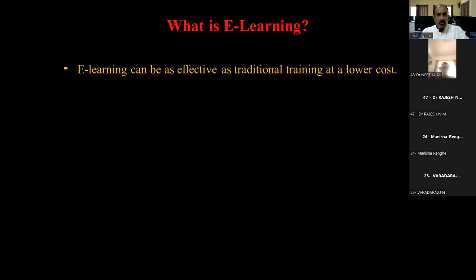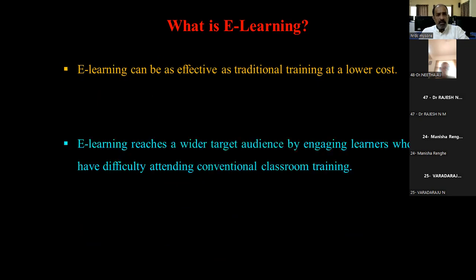So with this, now let's understand e-learning with some more important points. E-learning can be as effective as traditional learning at a lower cost, because definitely it eliminates the barriers of time, distance, and socioeconomic status. Definitely, it can be considered as effective as traditional training at a lower cost. And e-learning reaches a wide target audience by engaging learners who have difficulty attending conventional classroom training. I think today's session is the best example for this.